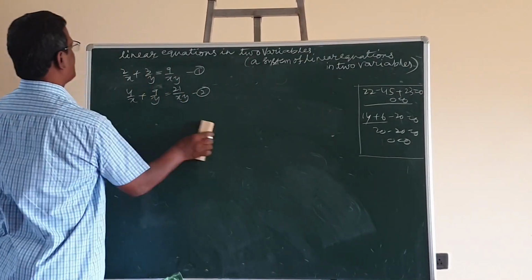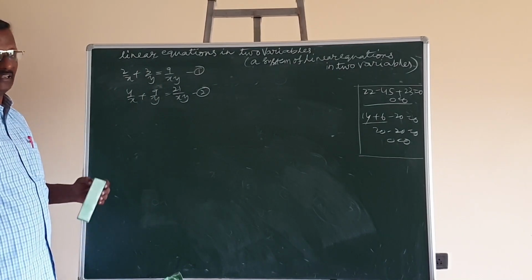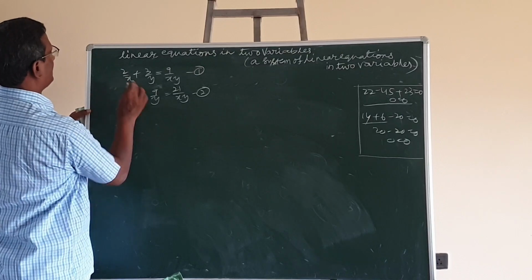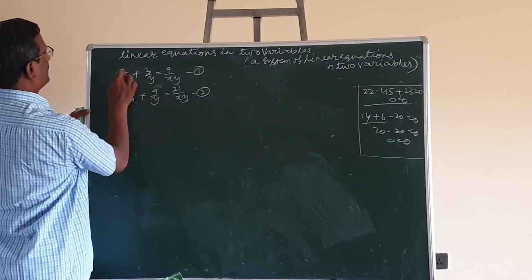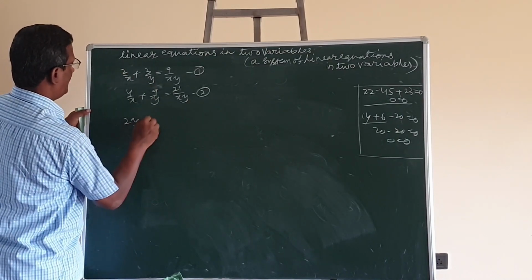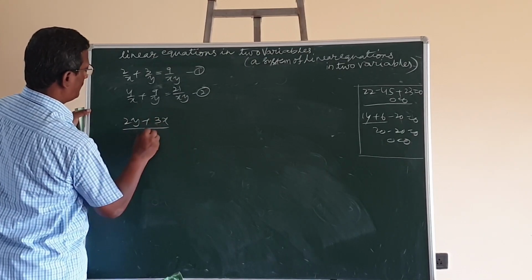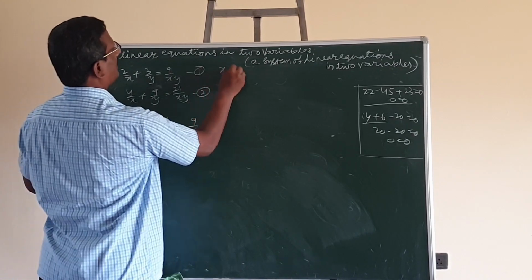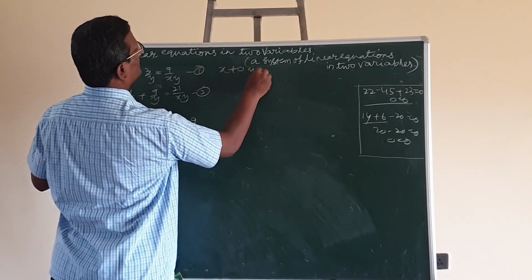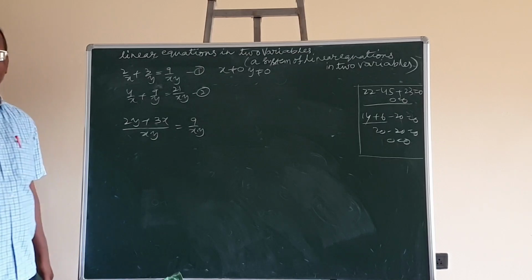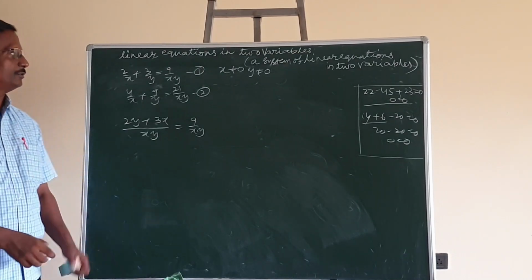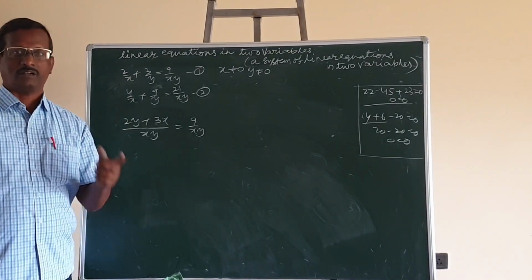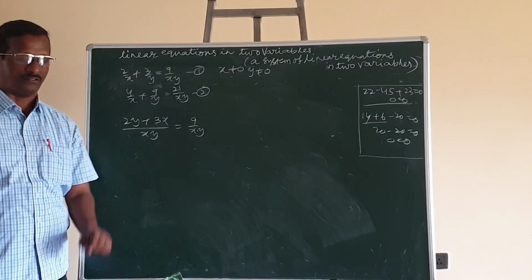On writing in standard form, let us see whether it is a linear equation or a quadratic equation. LHS, on taking LCM and cross multiplication, is (2y + 3x) upon xy, equal to 9 upon xy. Here x is not equal to 0, y is also not equal to 0. Suppose either x is equal to 0 or y is equal to 0, the denominator is 0 with some numerator, it is infinity, not defined. Such questions cannot be solved.